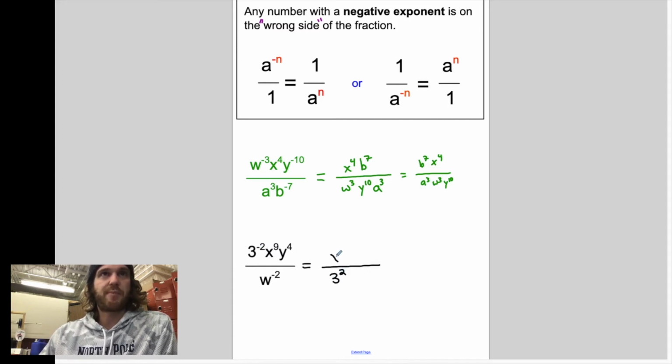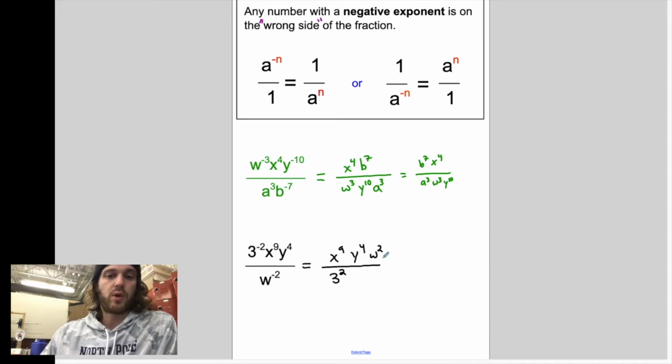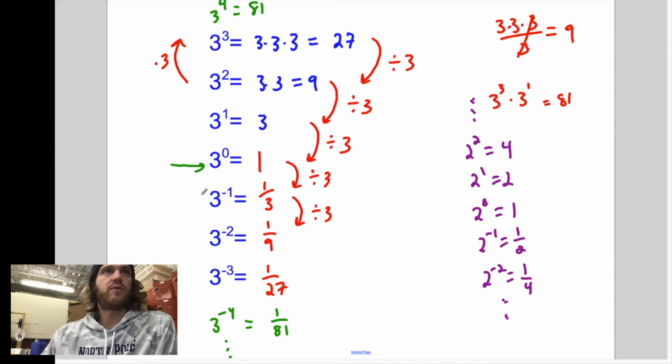X to the 9th is happy where it's at. Y to the 4th is positive. It's happy where it's at. W to the minus 2, well, it's not very happy, so we're going to bring it up to the top. It's perfectly possible, it is definitely possible, for all things to end up in the top, or all things to end up in the bottom. If that ever does happen, you just leave a 1 on whatever side that you need to, just like we did here. Like we moved 3 to the bottom, we left a 1 in the numerator.